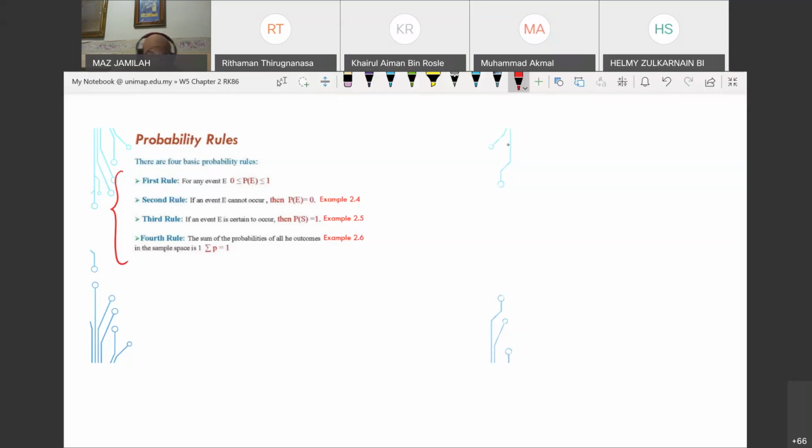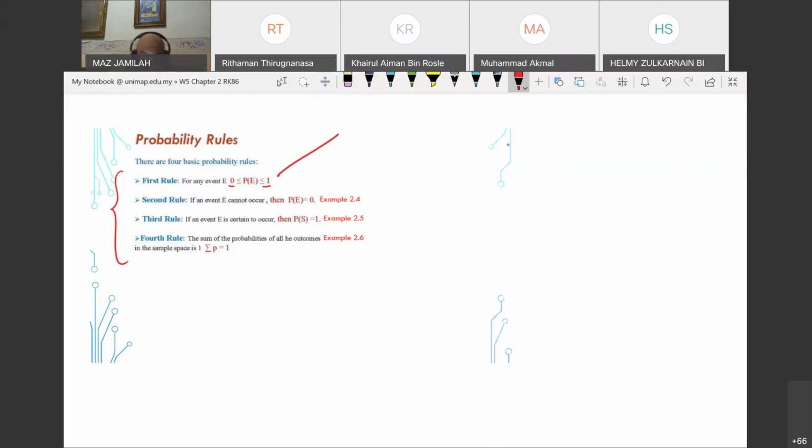Now, what is the first rule that you should know? The first rule is that the probability of an event E is between 0 and 1. That means the least probability is 0 and the maximum probability of an event is always 1. Not more than 1, not less than 0.